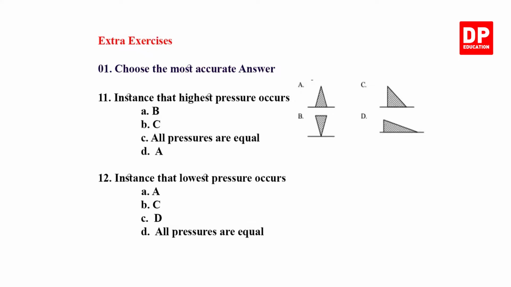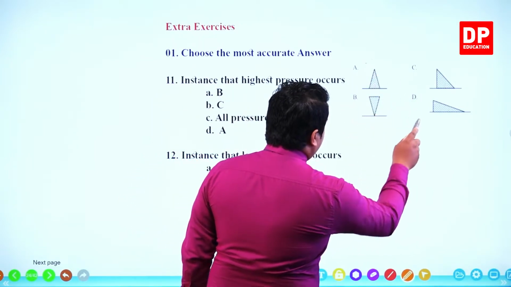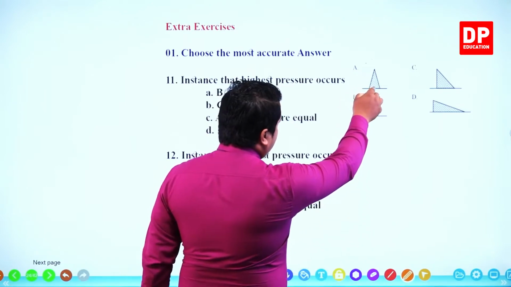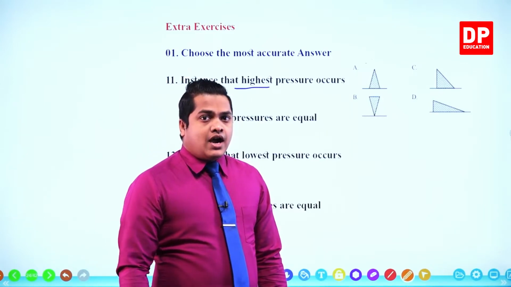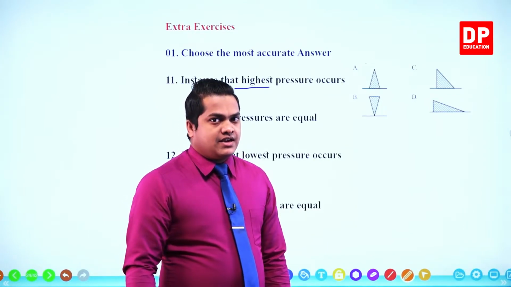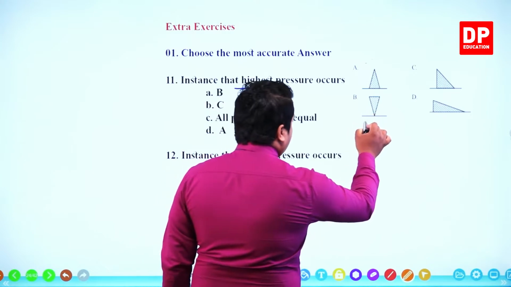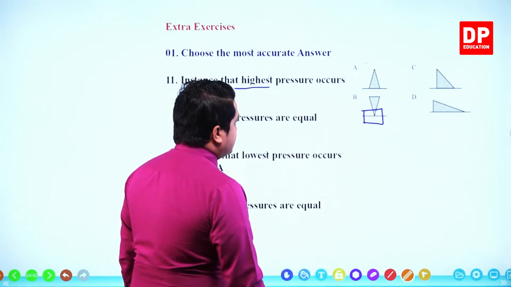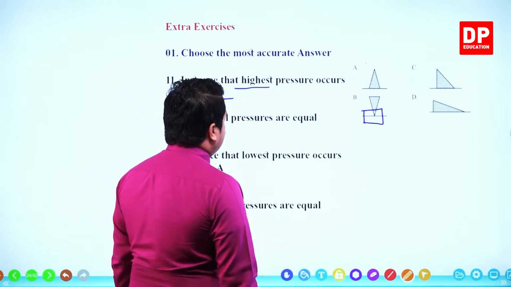Next question. Instance that highest pressure occurs. There are 4 instances, A, C, B and D. Here you have to select the highest pressure. In order to give out a higher pressure, the surface should have very less surface area. So choose the instance which has the very less surface area. Yes, my dear children, here you can observe the very less surface area contacting. So B should be our answer. The highest pressure occurs in instance B.